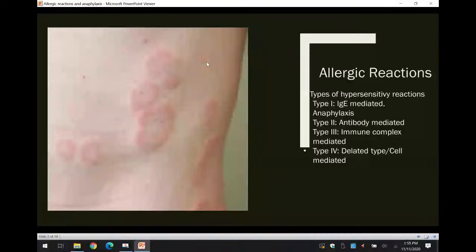These occur within seconds to minutes of an exposure to an allergen. Then you have type 2, which is antibody mediated, type 3, immune complex, and then type 4 is your delayed type, which you can also see rashes with. Those are going to be your poison ivy, poison sumac, even latex or TB tests. Those are your type 4 mediated. So that's one of the things I wanted to talk about, just the difference a little bit as well.